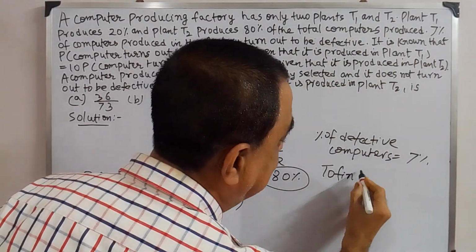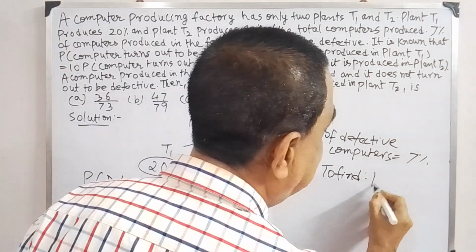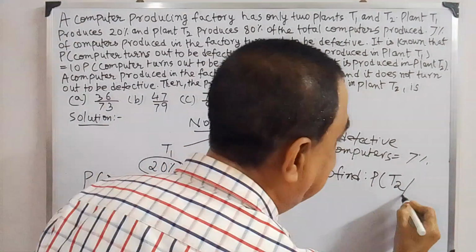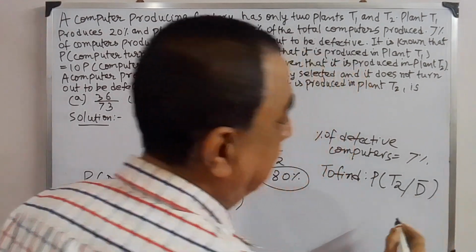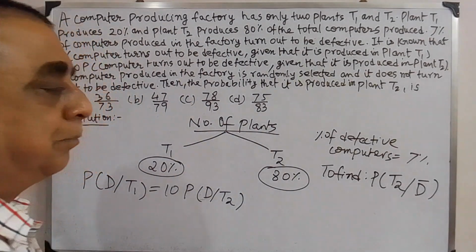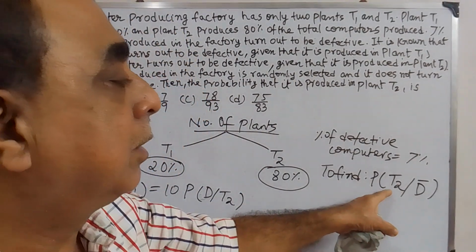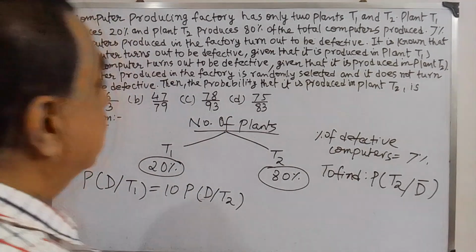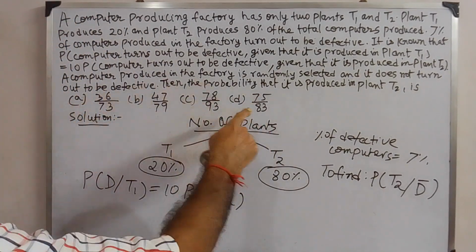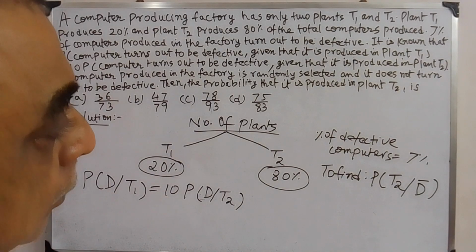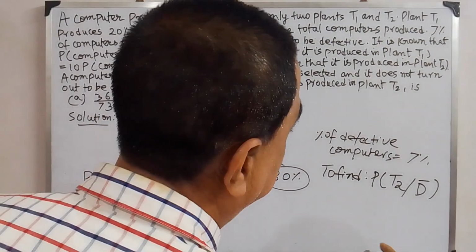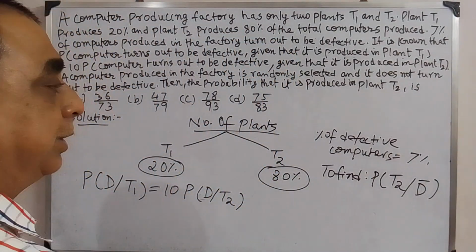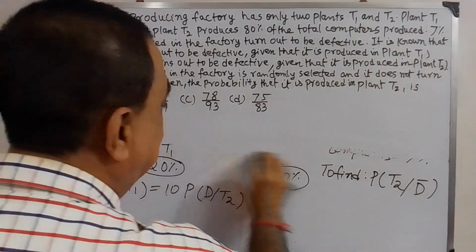We have to find the probability that the selected computer is produced by the plant T2, provided that it is non-defective. If D is the defective, then D dash will be non-defective. The four options for this probability are given here, and we have to select from there. I hope that you must have understood the question. This is a question of conditional probability. Now see here how we will do the question.